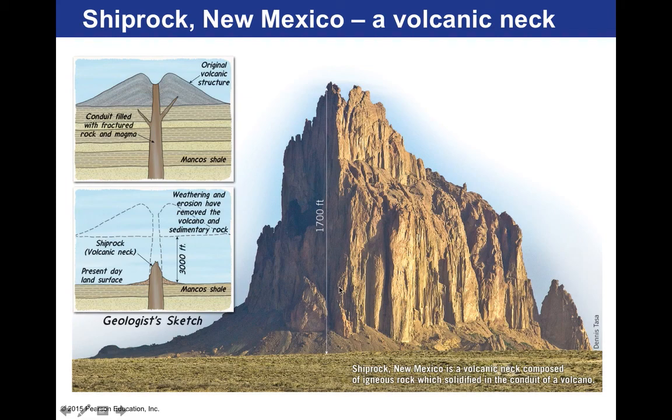And just to give you an idea, this is 1,700 feet tall. So these things aren't tiny. These are pretty large. But it's a pretty interesting geographic landform that's left over from a very old volcano. All right, that's the end of the Chapter 9 PowerPoint.